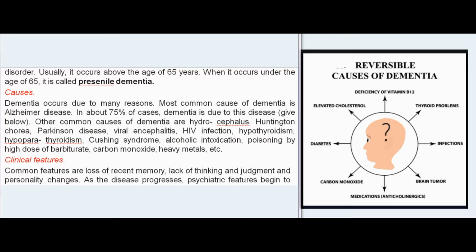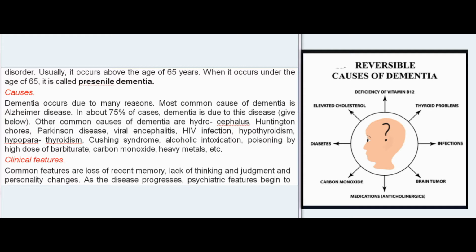Other common causes of dementia are hydrocephalus, Huntington chorea, Parkinson disease, viral encephalitis, HIV infection, hypothyroidism, hypoparathyroidism, Cushing's syndrome, alcoholic intoxication, poisoning by high dose of barbiturate, carbon monoxide, heavy metals, etc. Clinical features. Common features are loss of recent memory, lack of thinking and judgment, and personality changes.